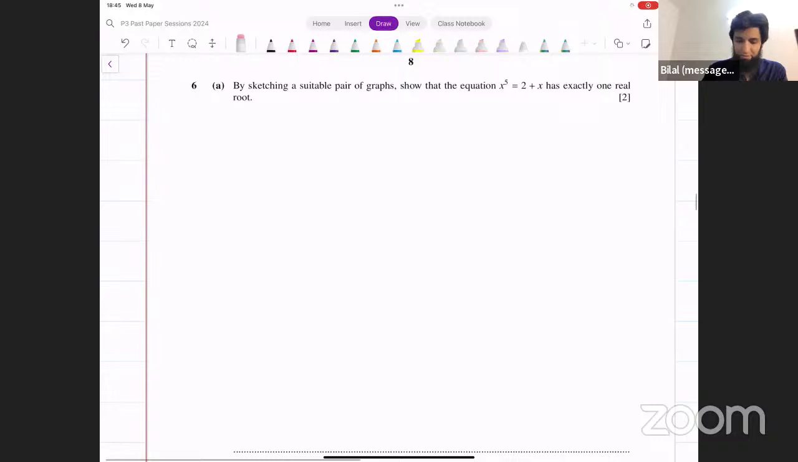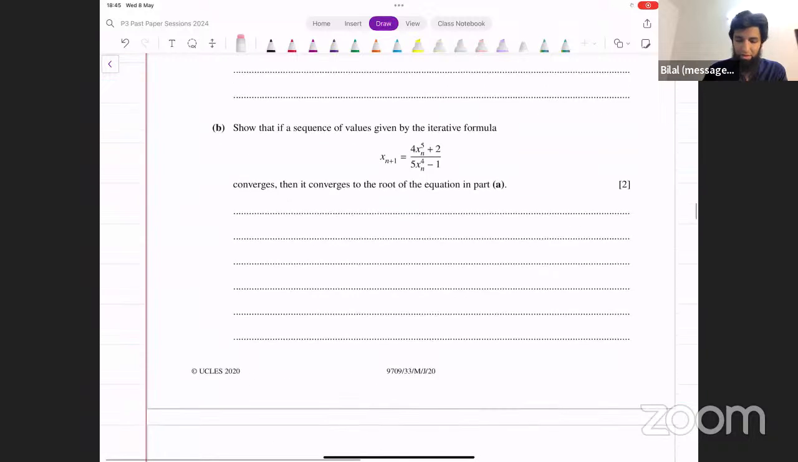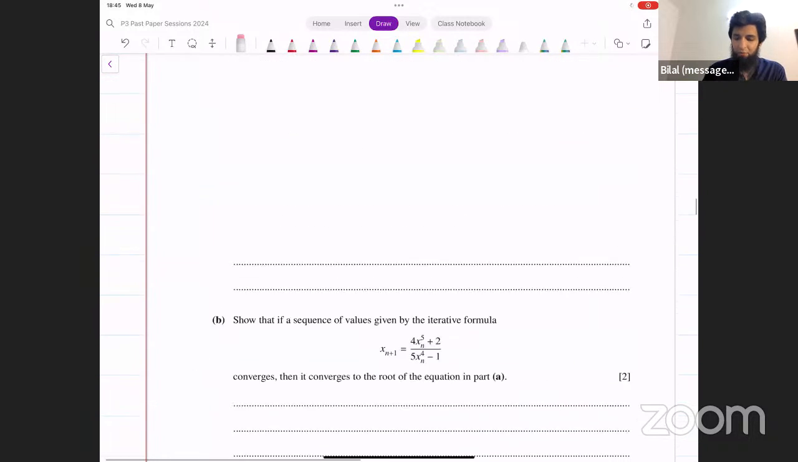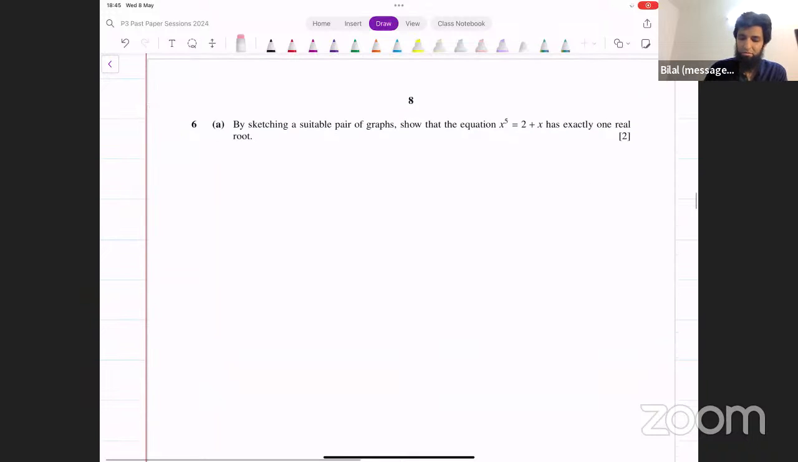Question number 6, just have to draw these graphs and then iterative formula and so on. For drawing these graphs, all you have to do is use the table function on your calculator. Now, in this case, the problem is they have not given you an interval. When the interval is not given, what you do is you take points close to 0. So take an interval like this.